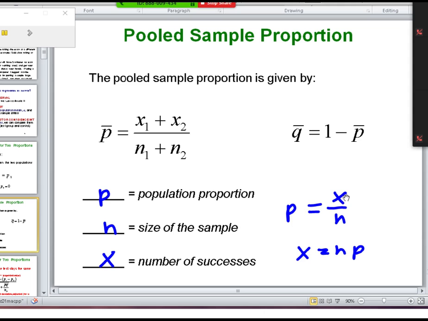Remember that p is equal to x over n. Also, sometimes you get n and p, so then you have to find x. x is equal to n times p. Remember, x should be rounded to the nearest whole person, because you can't sample a portion of a person.